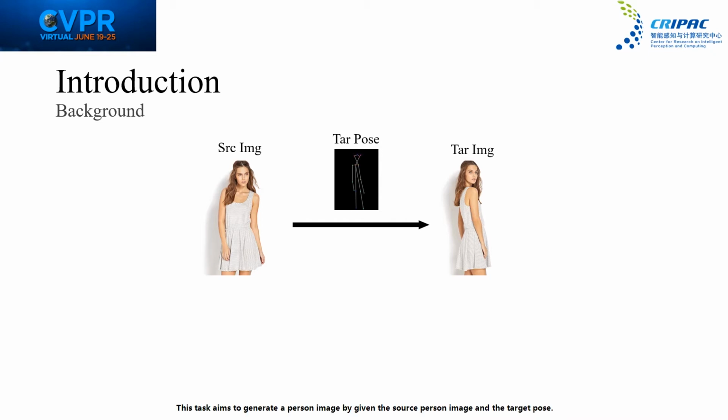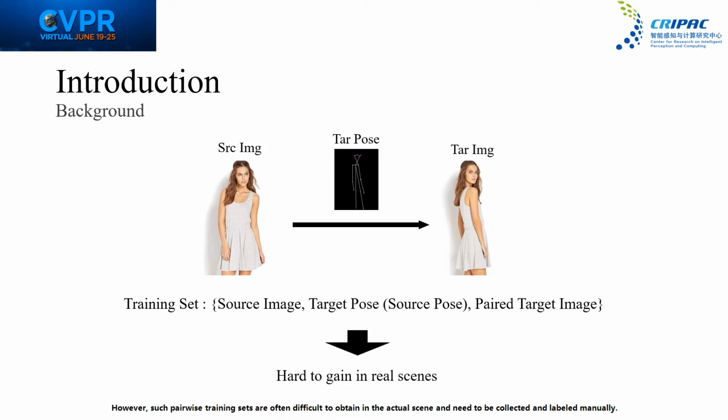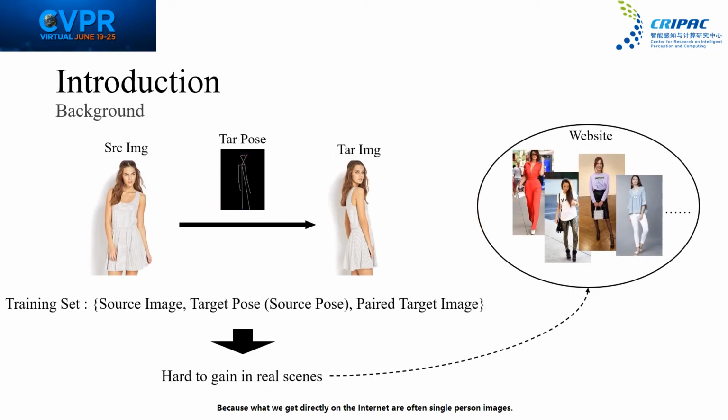This task aims to generate a person image given the source person image and the target pose. Typically, the training dataset used for the supervised methods needs to include the source person image, the target pose, and the source pose in some methods, and a paired person image in the target pose. However, such pairwise training sets are often difficult to obtain in the actual scene, and need to be collected and labeled manually. Because what we get directly on the internet are often single-person images.